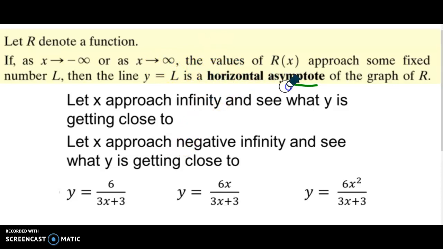Okay, so try that with these 3 functions. Put 100 in, put 1,000 in, and see what you get close to.